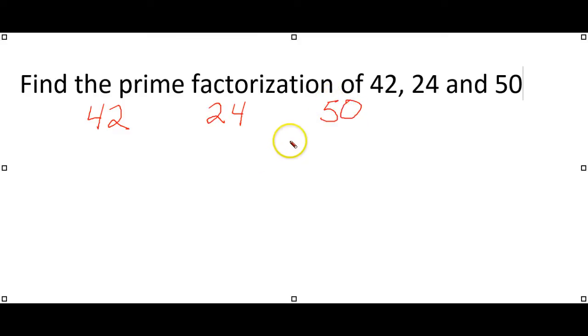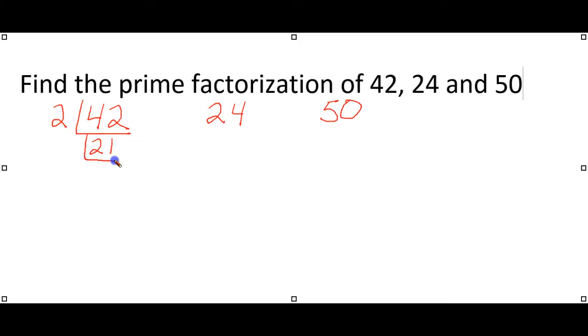Now the technique I like to use is I make a little mark like so, and I say this number is even, so I can take a 2 out of there. And 2 is our first prime number. 1 is not a prime number. It doesn't meet the definition. So 2 goes into there 21 times.